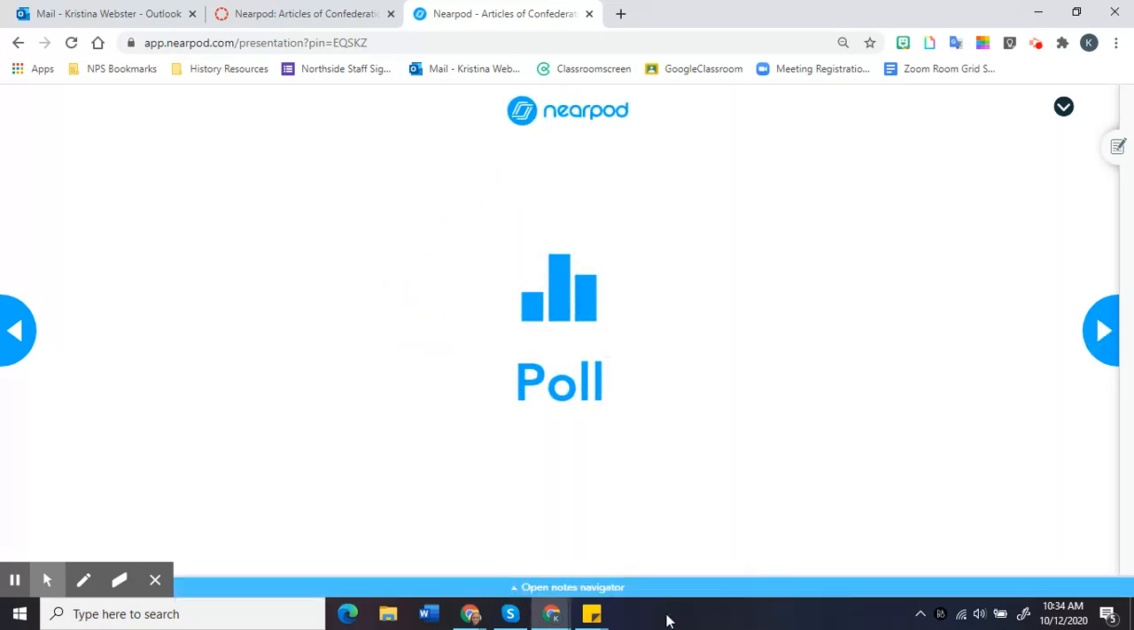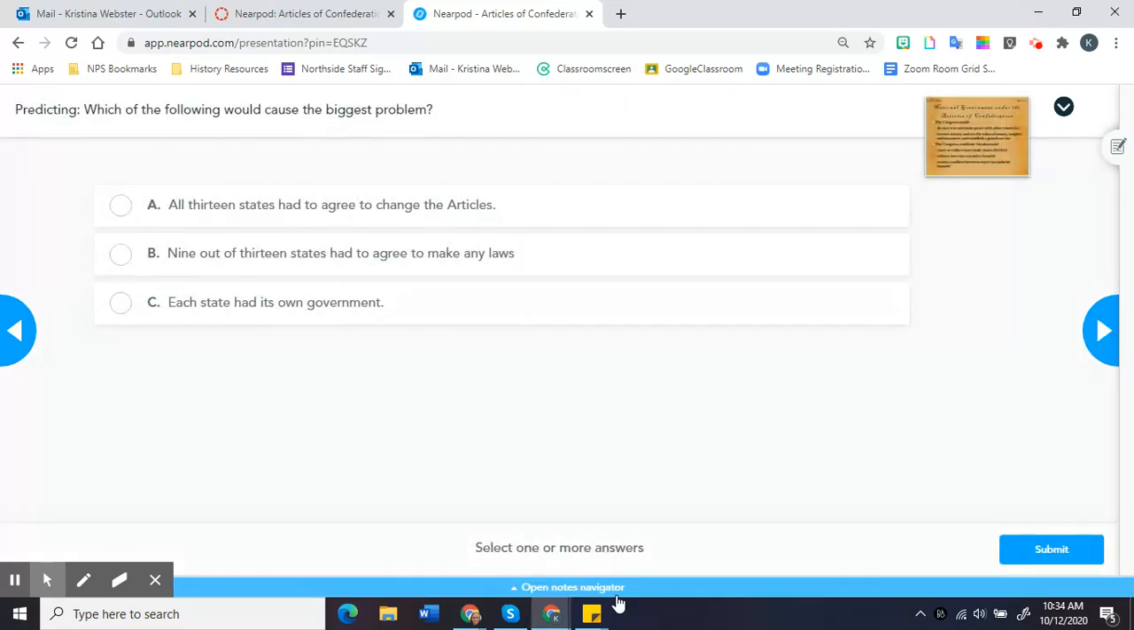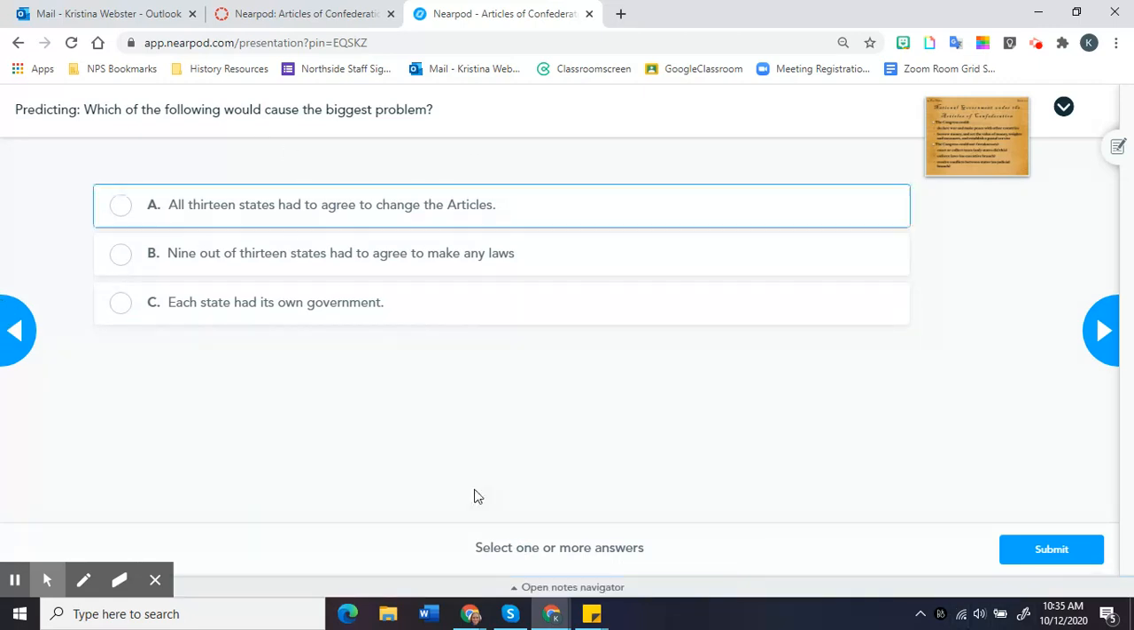Okay, we have a poll here. Predicting which of the following would cause the biggest problem. A, all 13 states had to agree to change the articles. B, 9 out of the 13 states had to agree to make any laws, or C, each state had its own government. Click your answer and then hit submit. If you need a moment to think, pause the video.